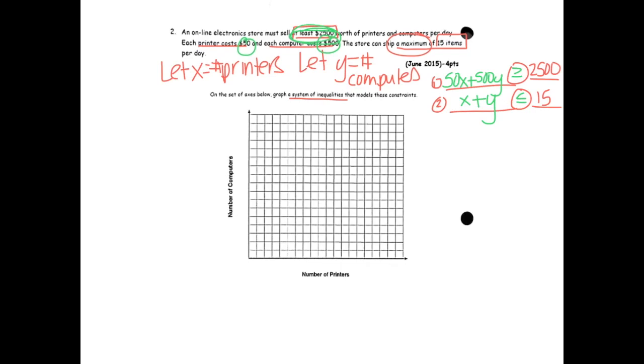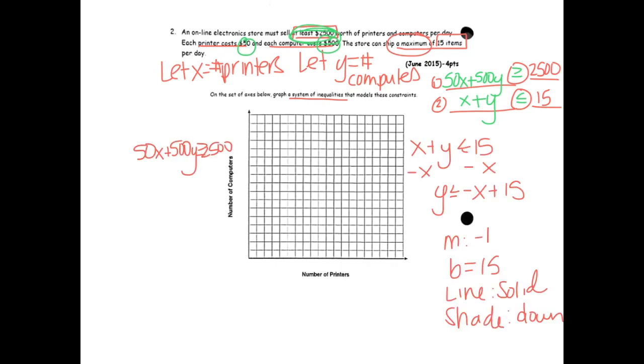All right, so let's graph this. Okay, so here's the information for my first inequality. I'm going to graph that off camera. So I have it graphed and labeled solid line, and I'm going to shade it down. Now the next one is a little tricky, so I want to do this one together. So we're going to 50x plus 500y is greater than or equal to 2,500.